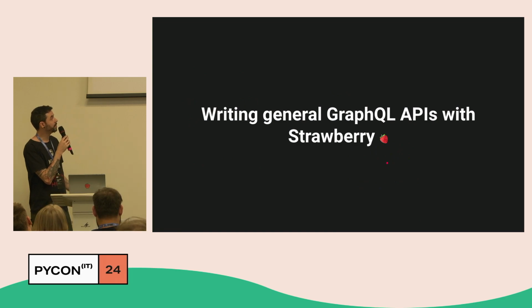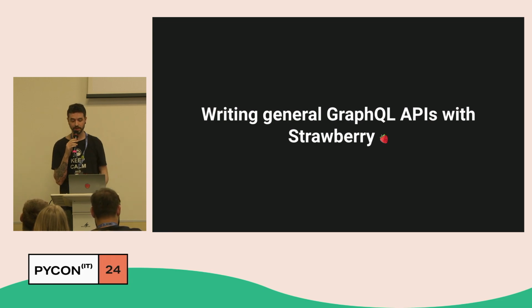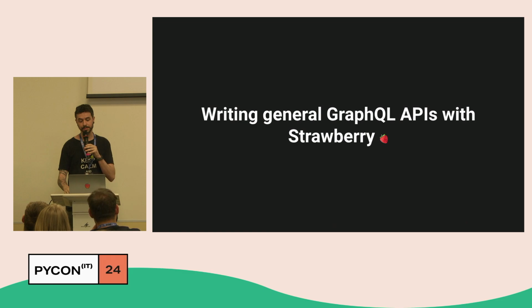So now that we know the general idea of how GraphQL works, how can we write GraphQL APIs using Strawberry?